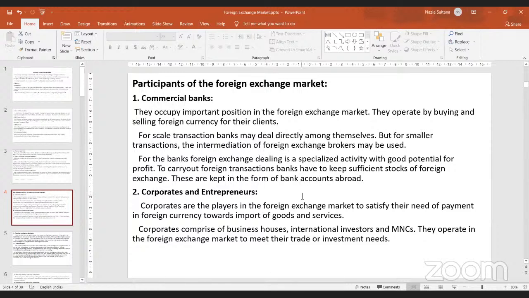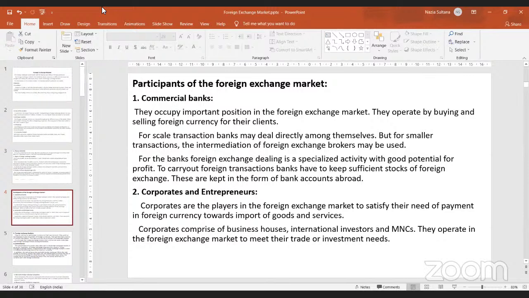Then you have entrepreneurs and business houses who are players, because they would need money to be raised in the international market. International investors may be sending money in the form of FDI, FII, portfolio investment. These people may want to send money to India, and therefore foreign exchange would need to be bought and managed in your country. So the business entrepreneurs, the business houses and the corporates, will be the second participants in the forex market. They may require foreign exchange to operate their international transactions.